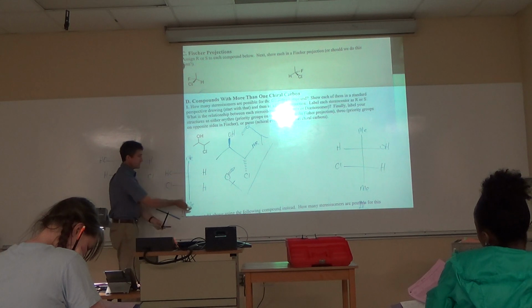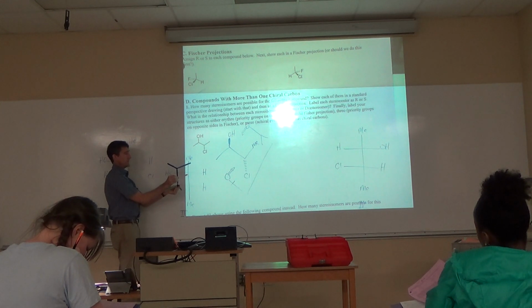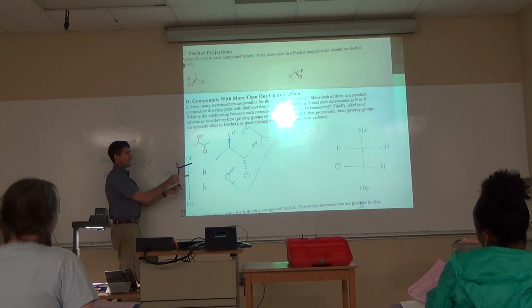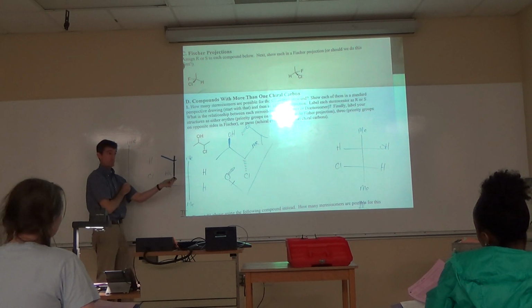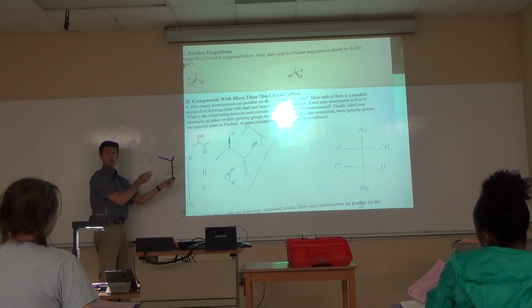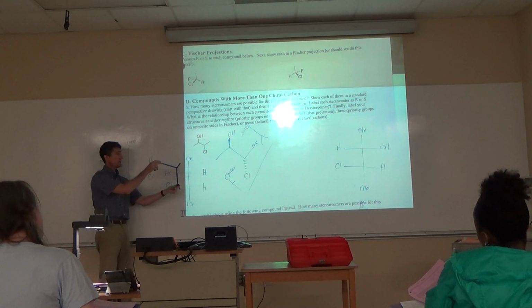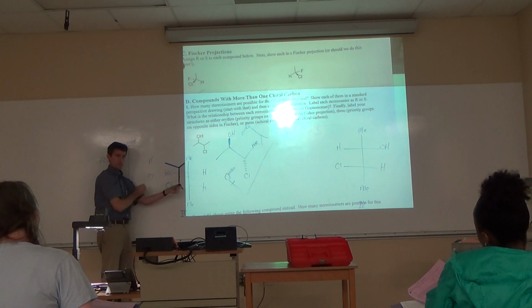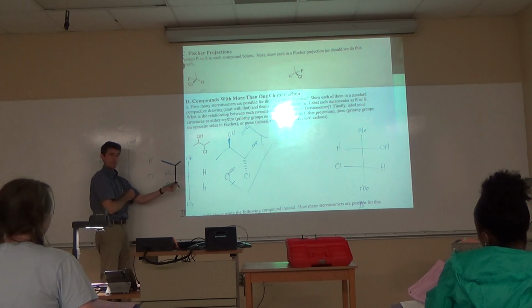Now, on the board, both methyls are going away. That's what Fischer means, it contains the top and bottom. This has to just be rotated. But if we rotate it, now are both methyls going away from you compared to the carbons? Yes. And with both methyls going away, which side's the OH on? Here. And which side's the chlorine on? Here. So there it is.